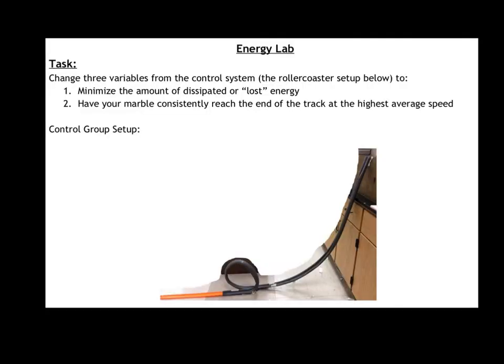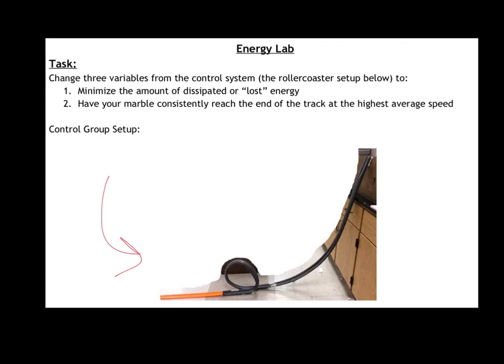So this brings us to the energy lab. In this lab, you have two tasks. First of all, you need to change some variables in this roller coaster that I have drawn down here. Actually, it's a picture of a roller coaster. And you're going to set one up just like this using the same materials I did. I used foam insulation tubing for the first part and a little bit of Hot Wheels track for the second part. And you're going to change some variables on this coaster.